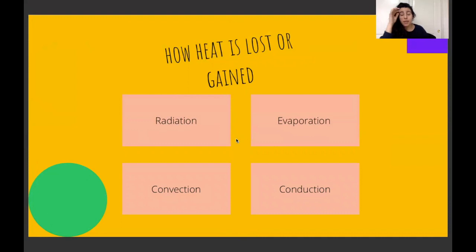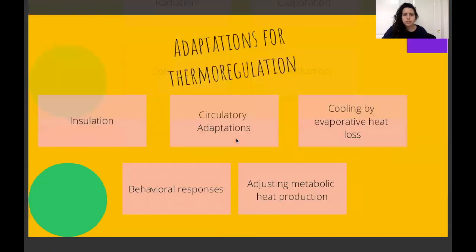There are different methods as to how heat is lost or gained. We have radiation, evaporation, convection, conduction. How do all 4 of these work? You should definitely know that. Adaptations for thermoregulation. We have insulation. So like when Shamu used to be in SeaWorld, you know, what was his type of insulation or her type of insulation, whatever.